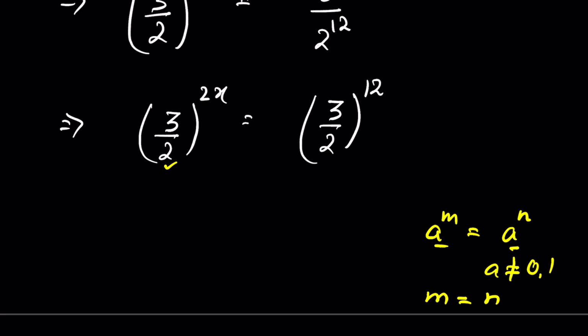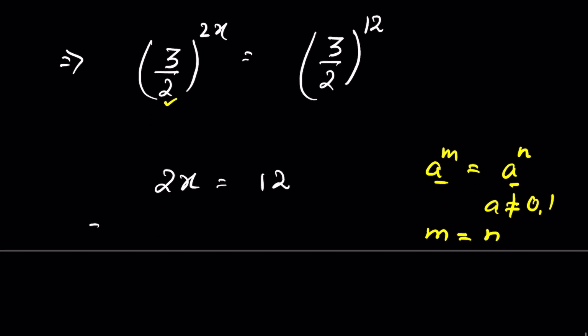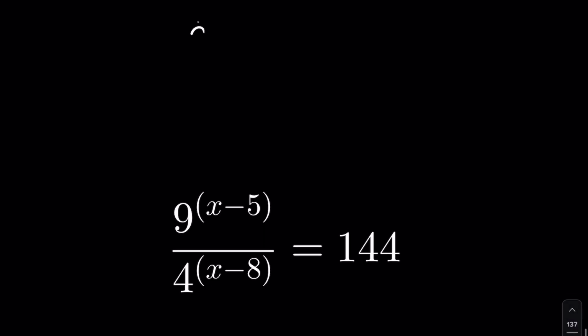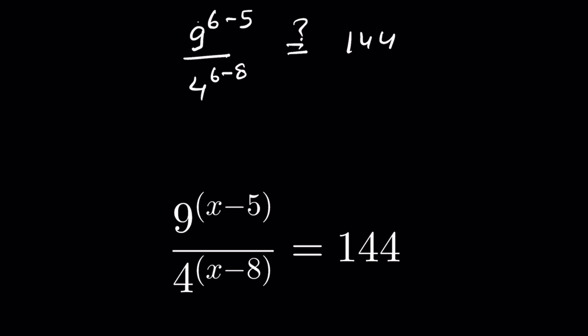So that means 2x is equal to 12, or x is equal to 12 upon 2. 2 times 6 is 12. So x is equal to 6. This is our answer. Let's verify this answer. 9 to the power 6 minus 5 upon 4 to the power 6 minus 8. We have to check whether it is equal to 144. So 9 to the power 6 minus 5 is 9 to the power 1, or simply 9.